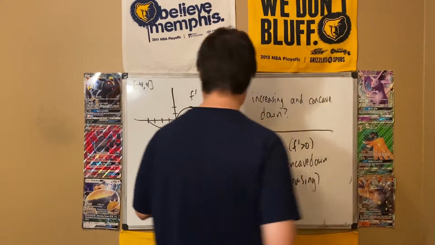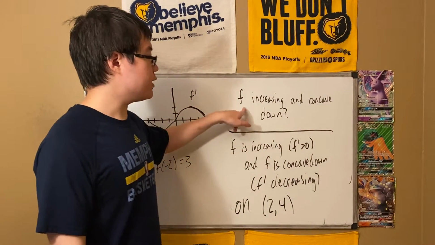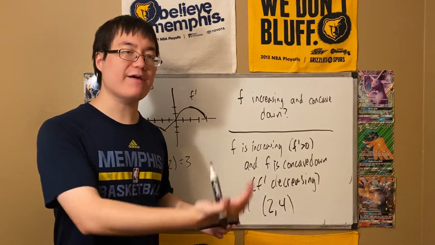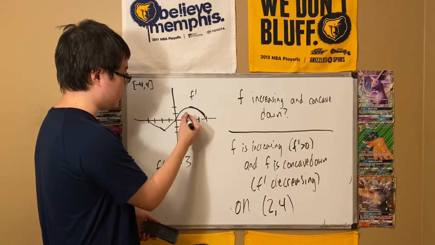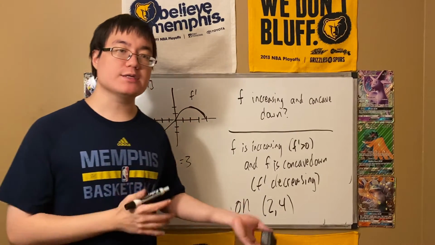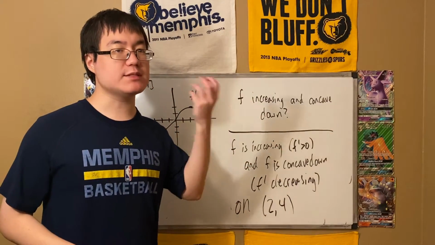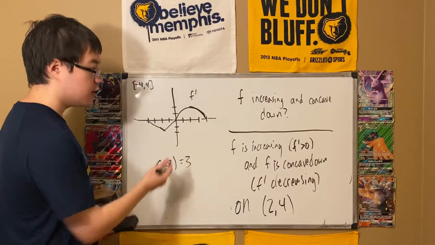If you want to try this by yourself, I can just verbally say the questions. Where is f increasing and concave up? Well, in that part, you would want to try to find where f prime is positive and where f prime is increasing. So it would be from 0 to 2. If they asked where is f decreasing and concave down, you would be looking for where f prime is negative and f prime is decreasing. So it'd be from here to here.